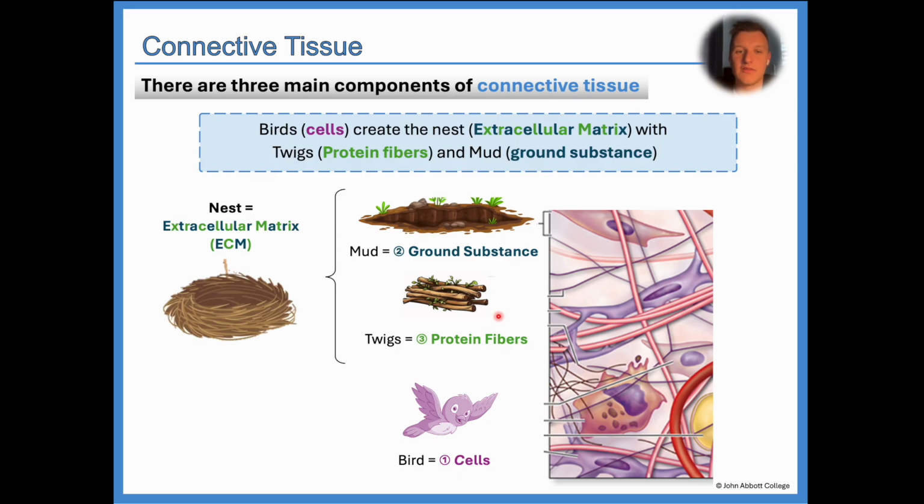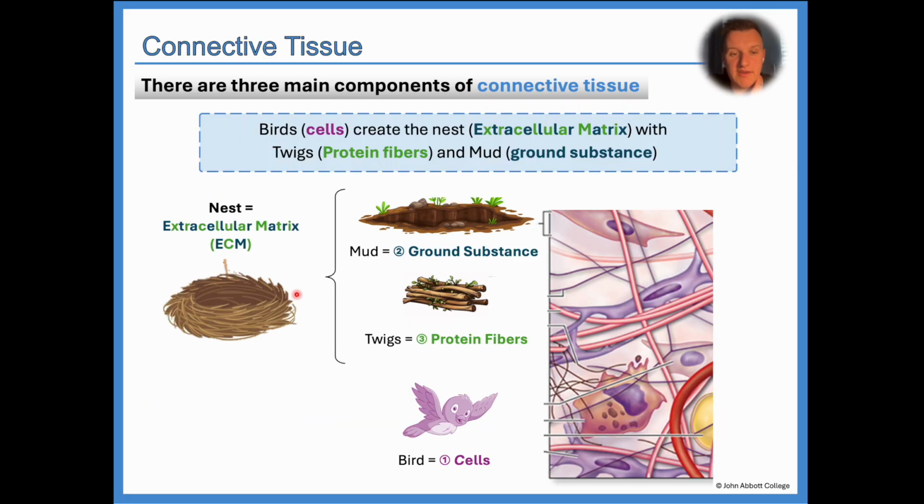Birds are like the cells of connective tissue, right? They actually make up the nest, the extracellular matrix. So these little birds are like the cells. Here are the cells, and they make stuff and secrete it outside. So the birds are this cell, this cell, this cell, and they make the ECM, the extracellular matrix, with twigs, which are like protein fibers. Do you see these little twigs that make up the nest? And mud, which makes up the ground substance.